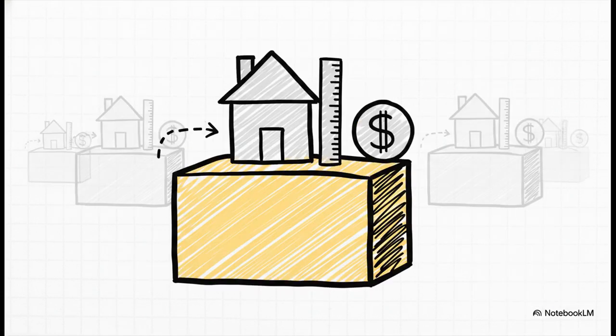Okay, so where do we even begin? Well, with any machine learning problem, the absolute first thing you need is data, right? For our house price puzzle, that means we need some examples to learn from. Think of it like a simple list that connects the dots. For a bunch of different houses, we need to know two things. How big was it, and what did it sell for?